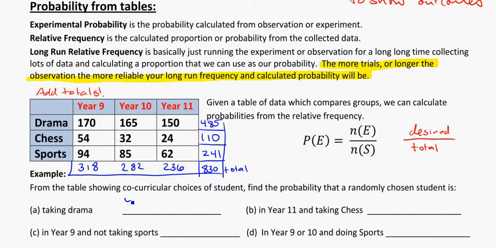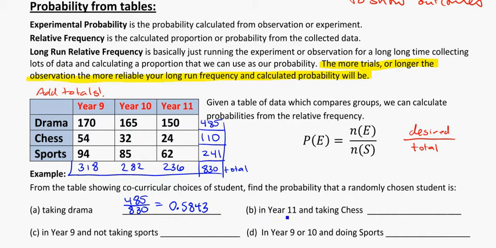I had 485 total taking drama out of 830. So again, the desired number in drama, 485, out of the total 830. If it's a big ugly number like that and you don't want to simplify the fraction, it's a good idea to put it into your calculator and get it as a decimal. Remember, your F to D button will do that on your calculator, and that's going to be roughly 0.5843. I'm not going to put it as a percentage, I'll leave it as a decimal. So again, 485 taking drama out of the 830.